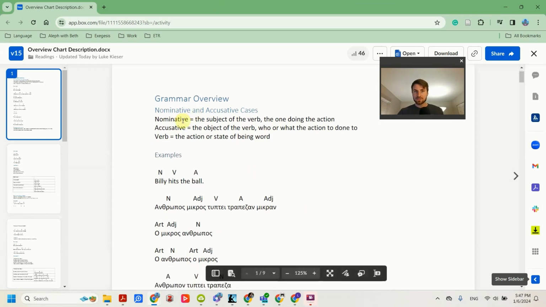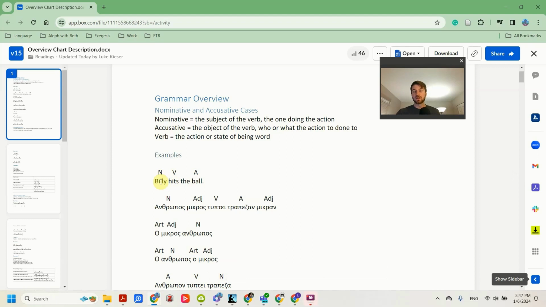The nominative case is generally the subject of the verb, or the one who is doing the action of the verb. For example, Billy hits the ball. Billy is the subject doing the verb hitting, and so in Greek, Billy would be in the nominative case. We don't have this anymore in English as much, but we do see it in pronouns.